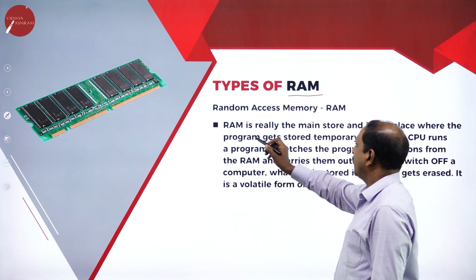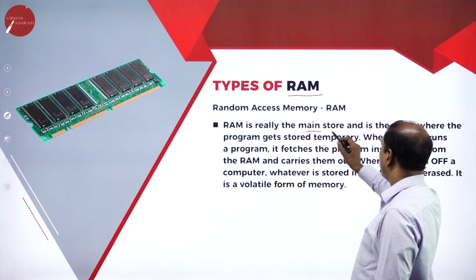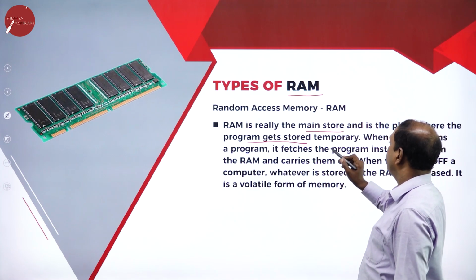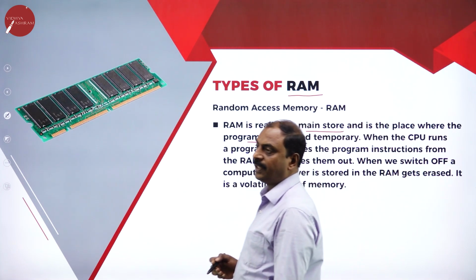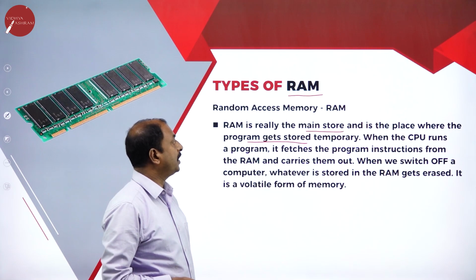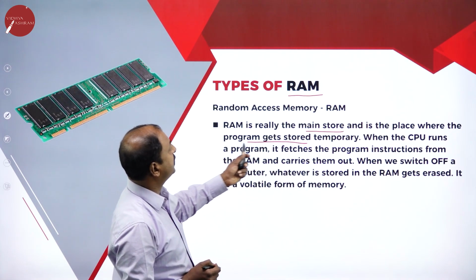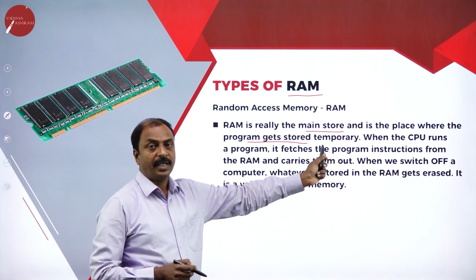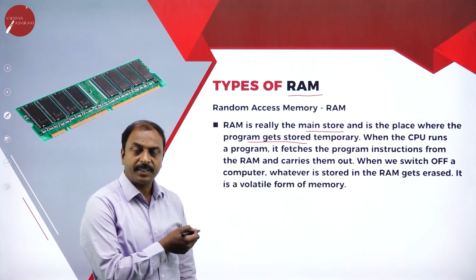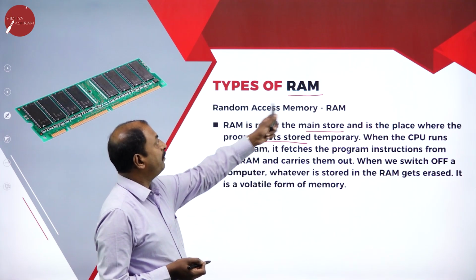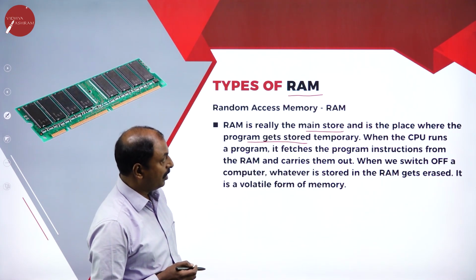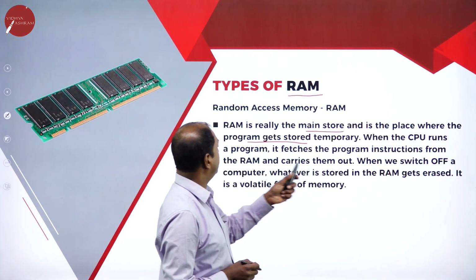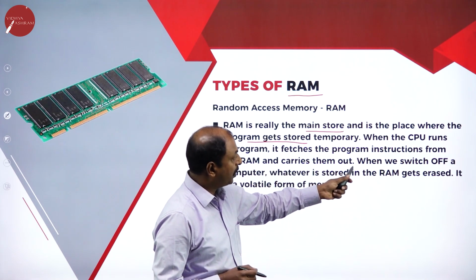And here RAM is really the main storage, and it is the place where the program gets stored temporarily. So here RAM is another type of primary memory. It is called the main memory, and it stores the data or program temporarily. As we have seen, ROM is a permanent memory, but RAM is a temporary memory. When the CPU runs the program, it fetches the program instructions from the RAM and carries them out.